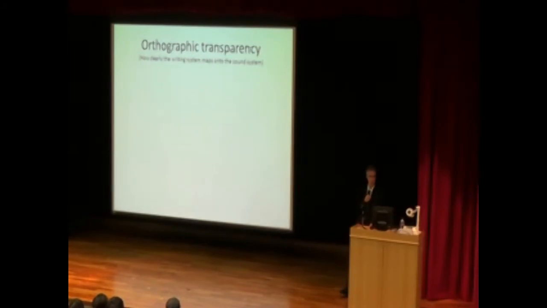So how clearly, orthographic is just a fancy name for spelling. How clearly the writing systems map onto the sound system. I tried to show this to you graphically. Chinese is very untransparent, and you get more and more transparent. And you can see English is not so good, really, in terms of its transparency. The asterisk beside Japanese, of course, is because this is only for their new system, their hiragana and katakana, not for the Chinese characters that they use.